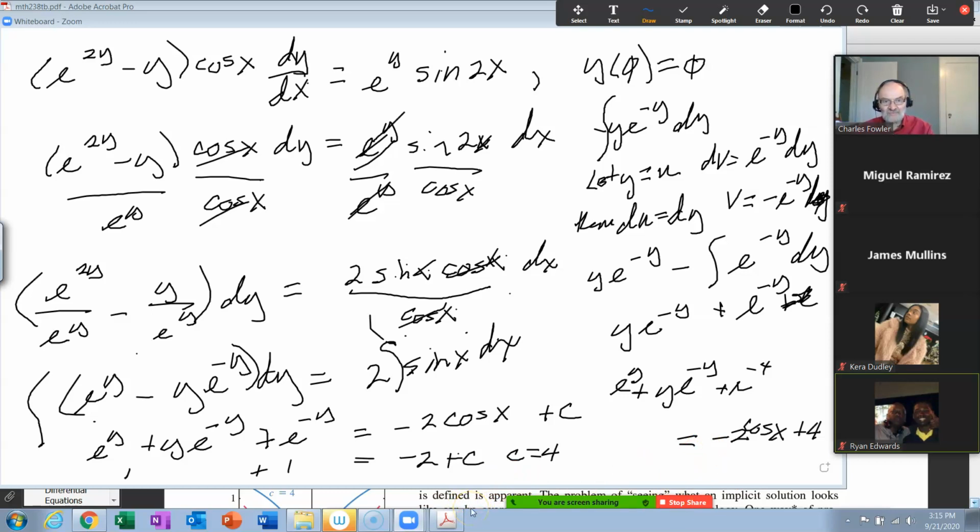So I think that's the answer. Now, number one, this is a very ugly looking y. Frankly, I can't think of any way to make that look better. Maybe if you factored out an e to the minus y, this would jump up and become e to the 2y plus y plus 1.